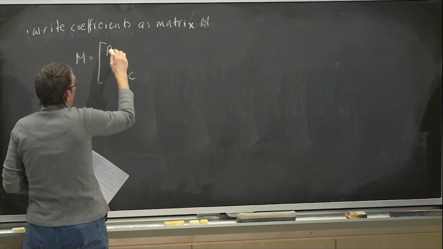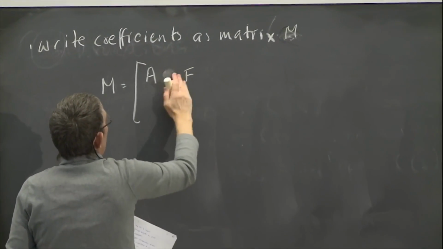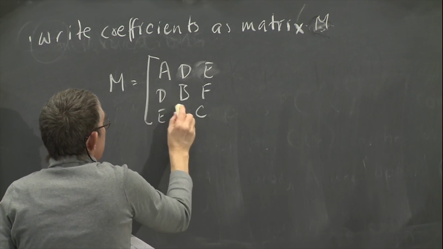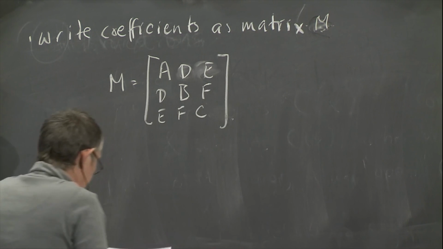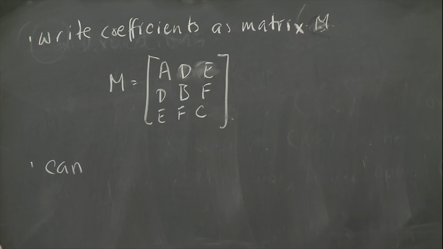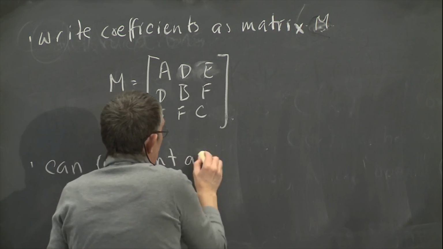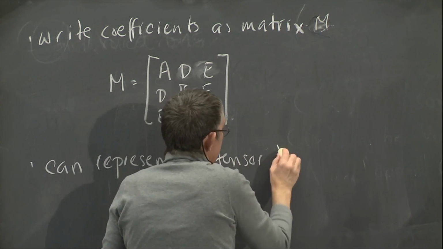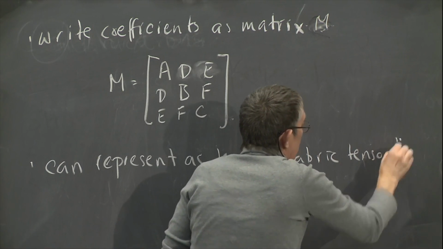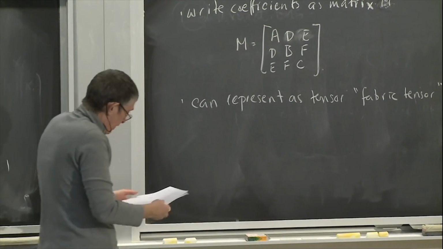And if you do that, the first three, A, B, C, are the diagonals, and D, E, F are the off diagonals. You can also represent this as a tensor, and if you do, it's called the fabric tensor. I think they use that term for other types of materials. It says something about the orientation of the material.